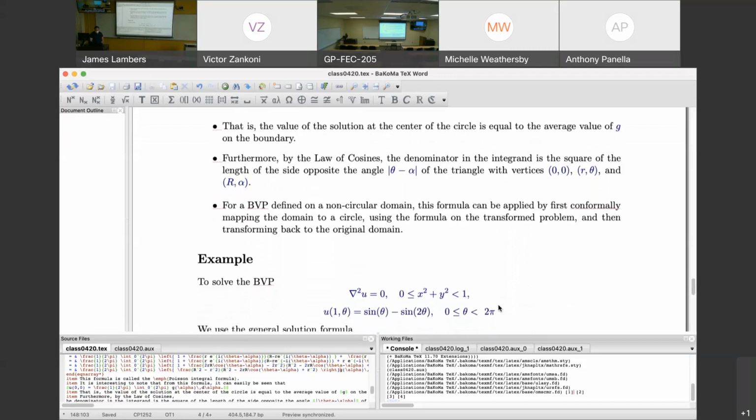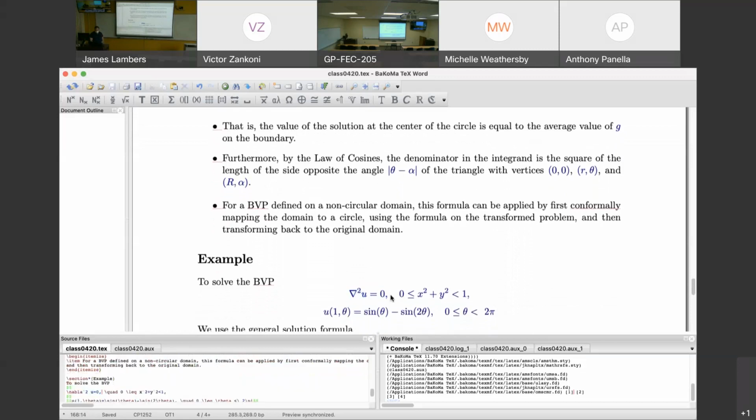So here's an example of a Dirichlet problem. We're solving Laplace's equation on a unit disk. So capital R tilde would be equal to 1 in this case.